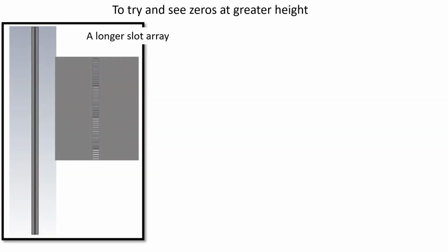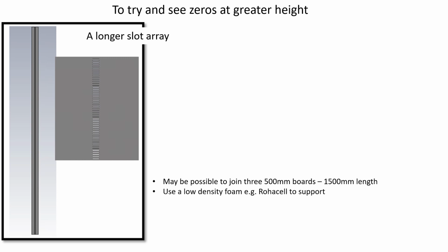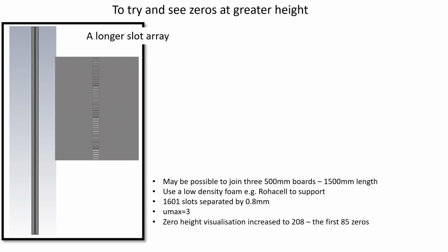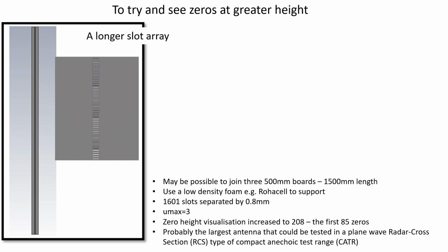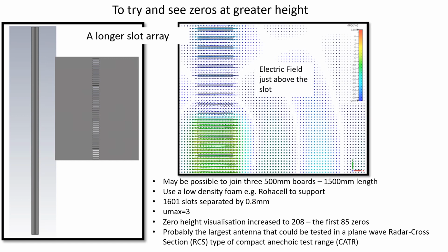To try and see zeros at greater height, we could look at a longer slot array. It may be possible to join 3 500 mm boards. We could use a low density foam, e.g. Rohacell, to support them. 1601 slots separated by 0.8 mm, Umax 3. Zero height increased to 208. Probably the largest antenna that could be tested in a Qatar.